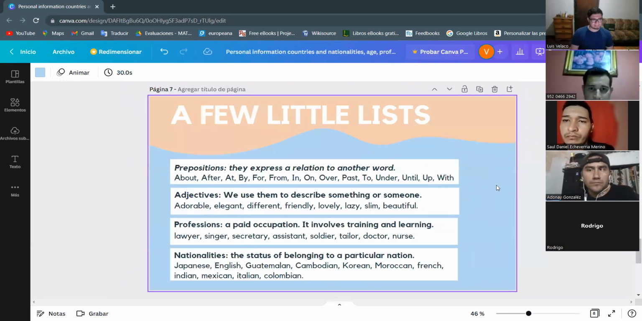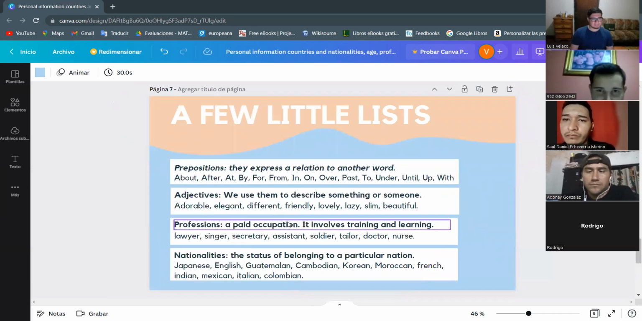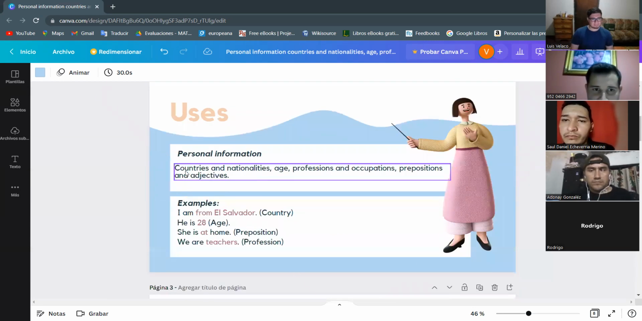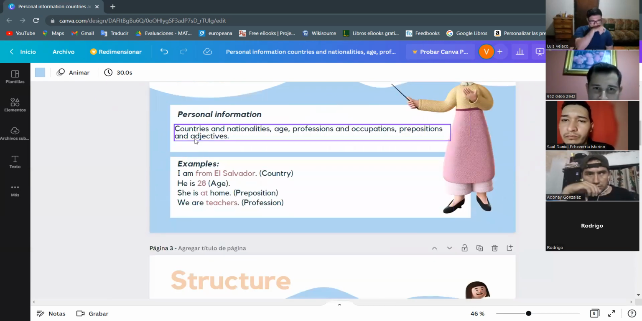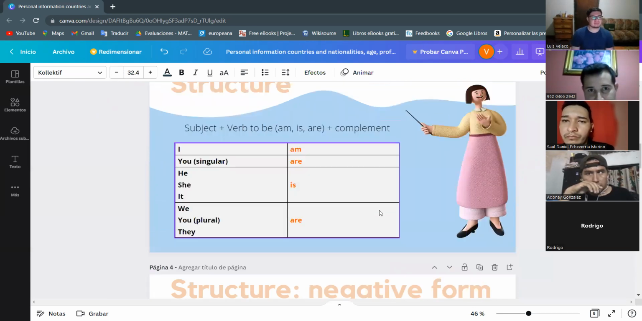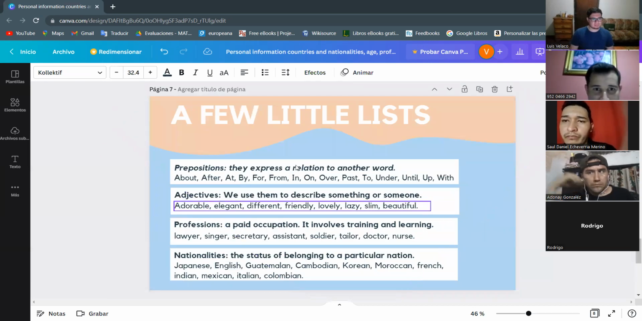So in order to use the simple present tense for personal information, it was Wilman, I think, who read that you can use it for this: countries, nationalities, age, professions, and occupations. So we have a list here. Adonai, can you help us reading the first one, please?